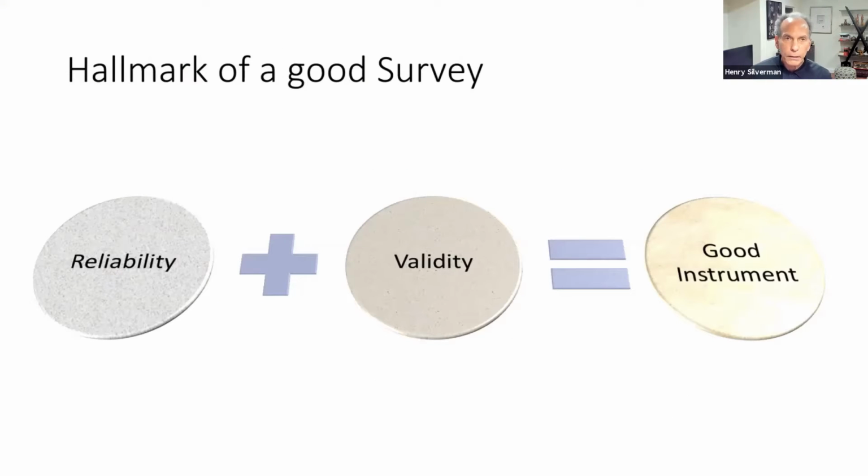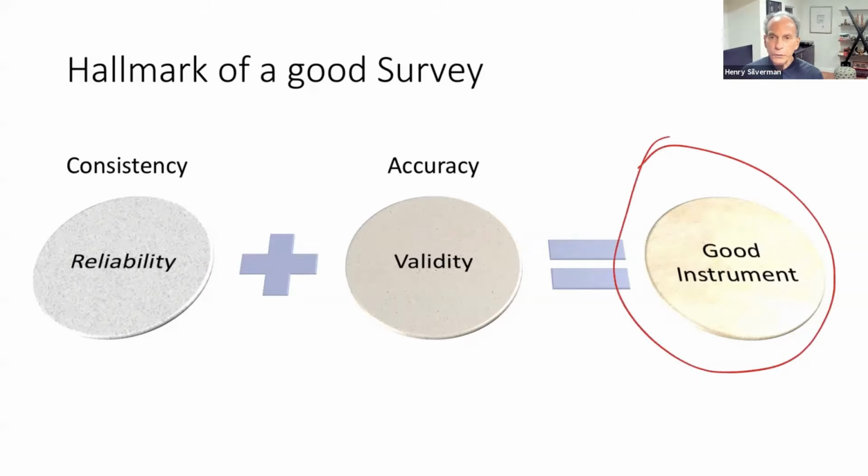So the hallmark of a good survey is reliability, which again measures the consistency of that questionnaire, meaning if you gave that questionnaire to the same person a few weeks later, that person will consistently answer in the same way. Validity represents, again, the accuracy with which the questionnaire measures the real world. And that indicates a good instrument.